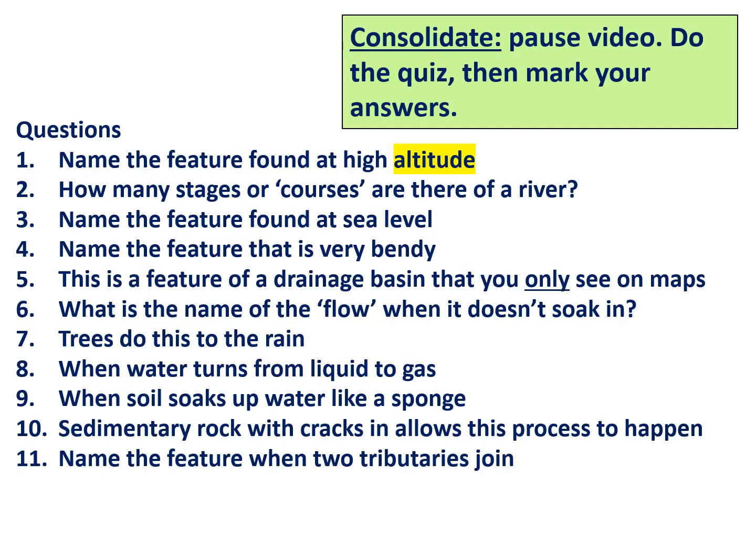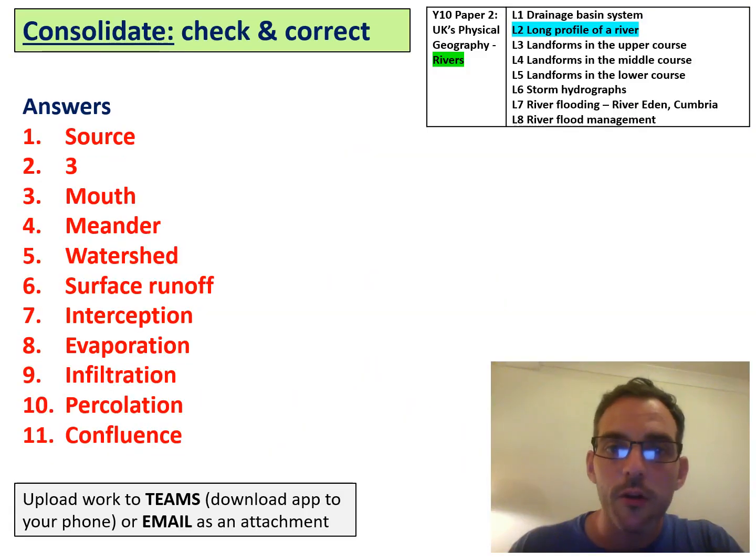Please pause the video, answer the questions in the quiz. I've highlighted altitude here. Altitude means height above sea level. So if it's high altitude, we're talking about a place very high up. Please check and correct your answers.